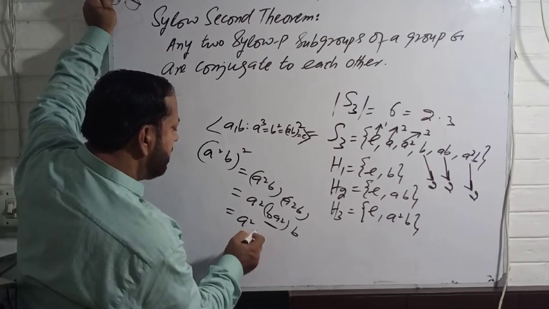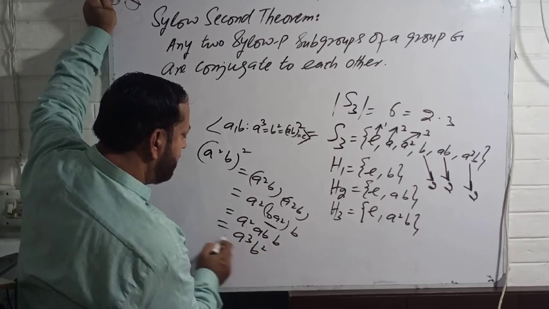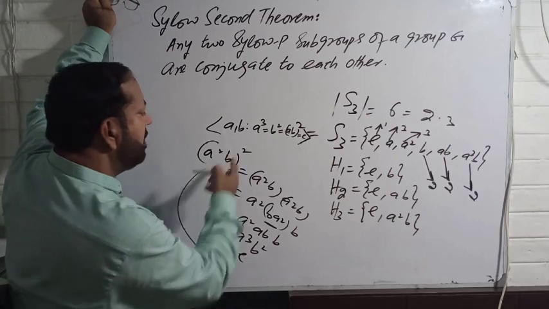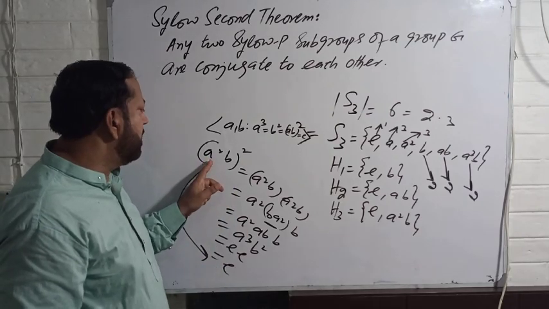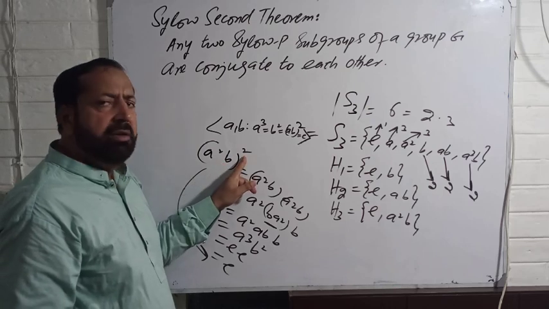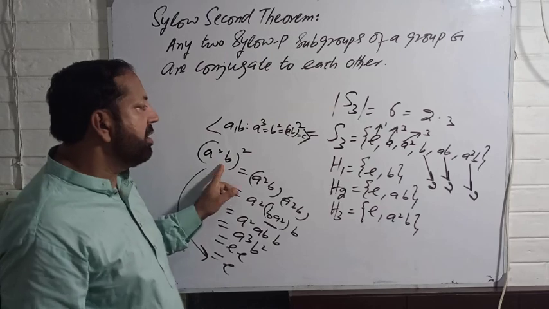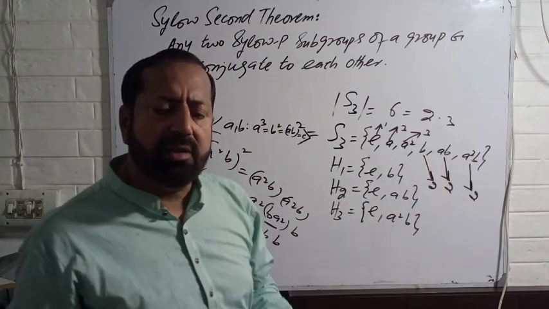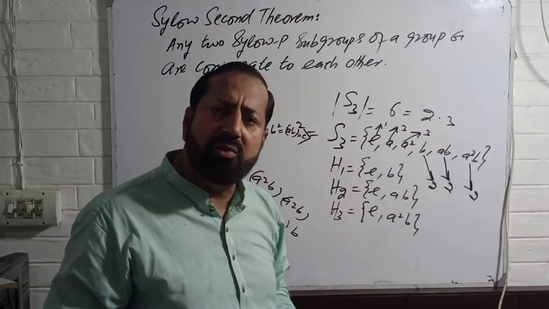This is A square AB B. This is A cube B square, which is E. This is E. So look, this is the least positive power of A square B which gives the identity element. So order of A square B is 2 as well. So these are the 3 elements of order 2. That's why they must generate cyclic groups of order 2.